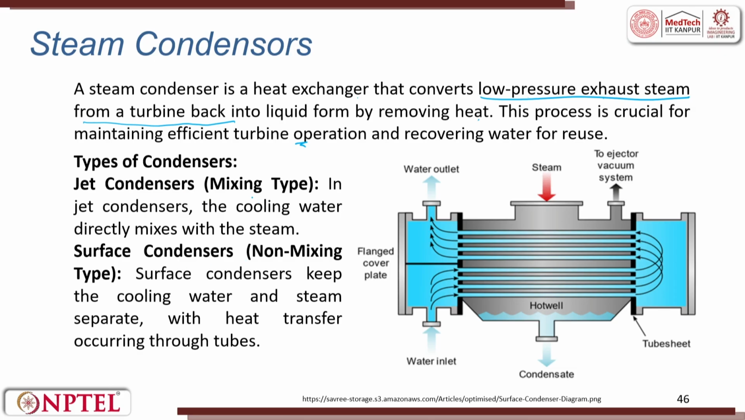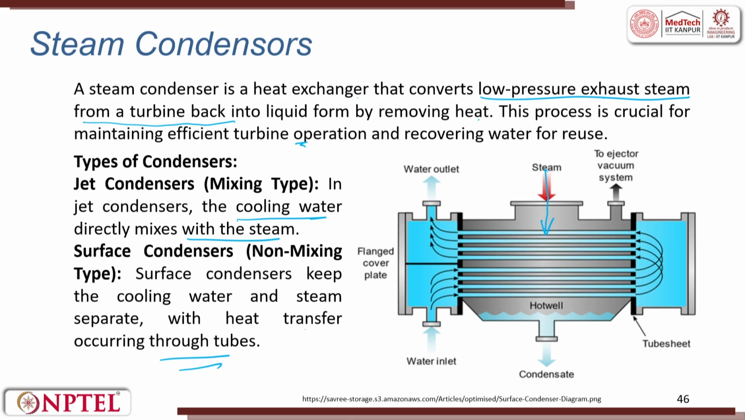Jet condensers are also called mixing type. In a jet condenser, the cooling water directly mixes with the steam. The steam comes from here, and the cooling water directly mixes into the steam. In a surface condenser, the cooling water and steam are kept separate, with heat transfer occurring through tubes. So there are two types of condenser: jet, where the water and steam are mixed, and surface, where there are two independent streams and heat transfer happens such that the steam gets cooled.